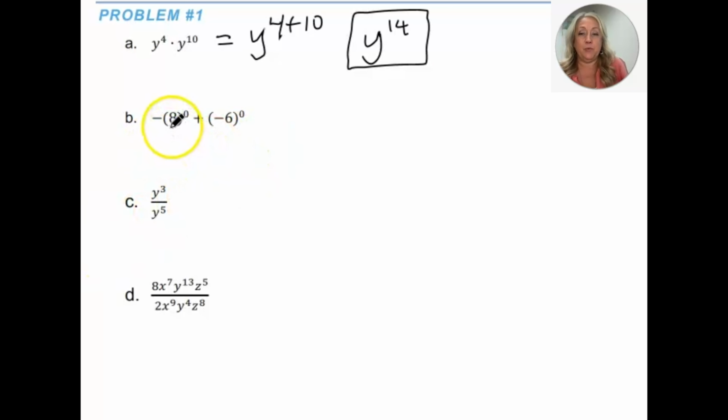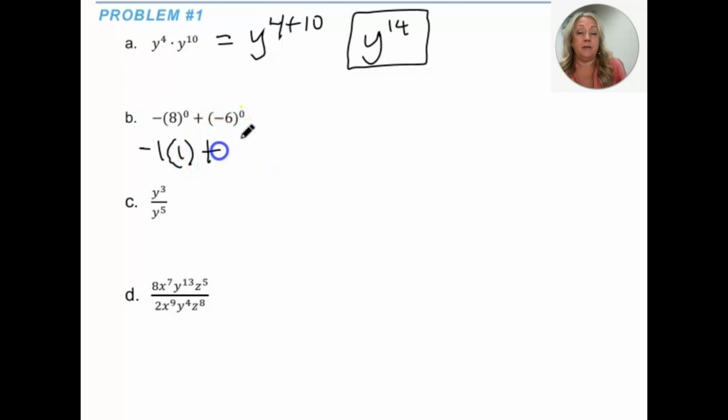Okay, so on this second one, on part B, we've got a negative on the outside, times 8 to the 0 power. So that negative out in front, I'm going to write down as a -1 because that's really what it is, being multiplied by this other part. Well, let's figure out the other part. 8 to the 0 power, anything to the 0 power is just 1. So I've got -1 times 1.